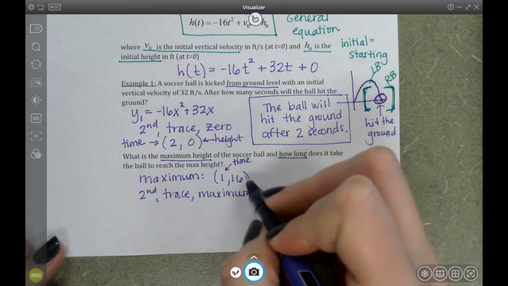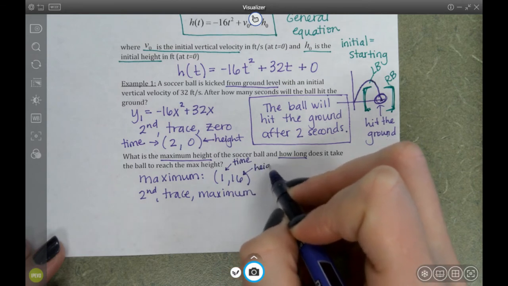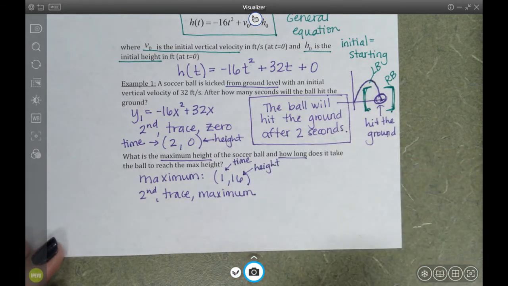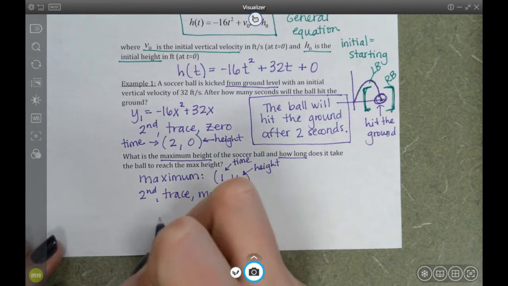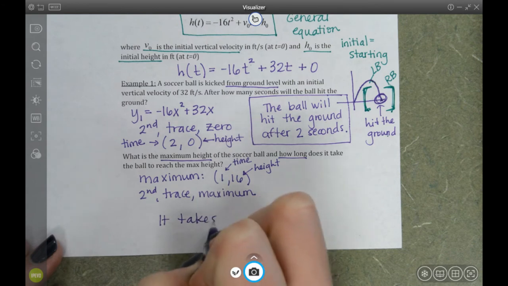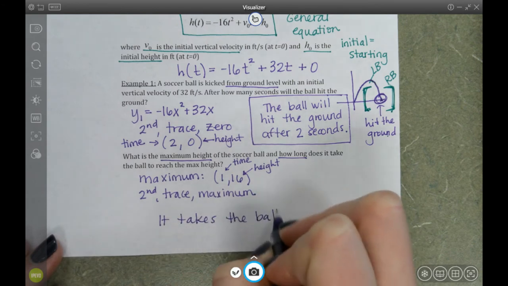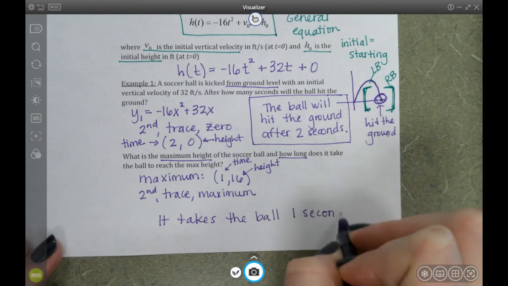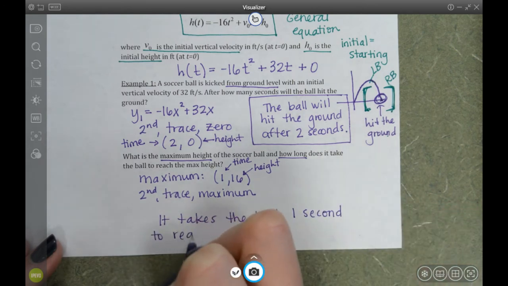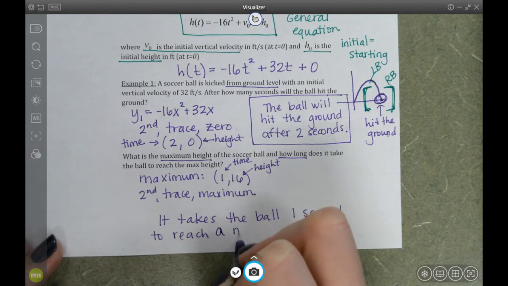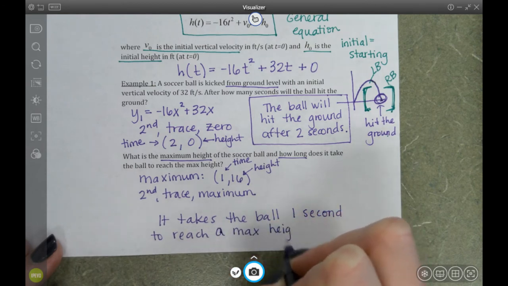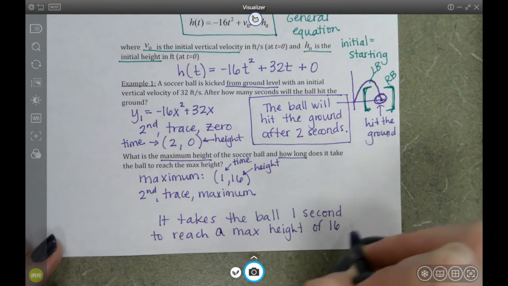The 1 is talking about time. The 16 is talking about height. So what is the maximum height of the soccer ball, and how long does it take to reach that? Yep. So it takes the ball one second to reach a max height of 16 feet.